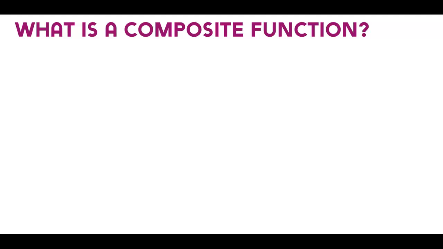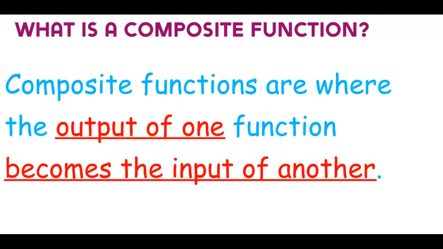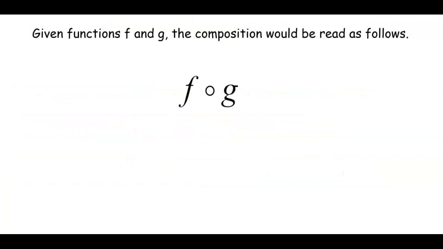So what is a composite function? A composite function is where the output of one function becomes the input of another. That is composite functions in the most basic form. So you're going to see a new little symbol. Do not confuse that with a multiplication dot. That is not a multiplication dot. That stands for composition.